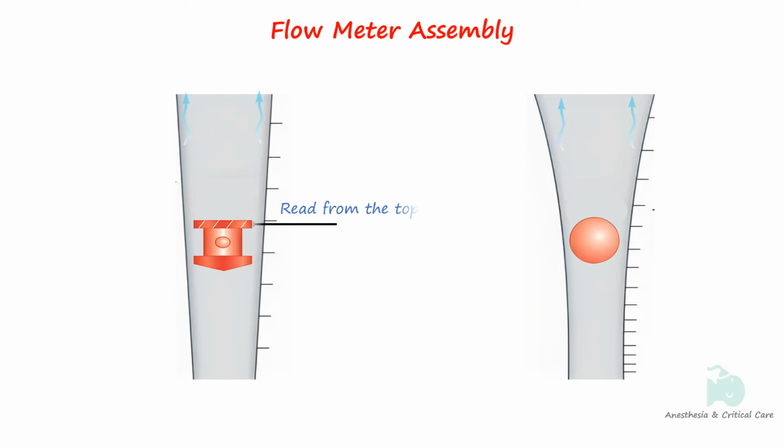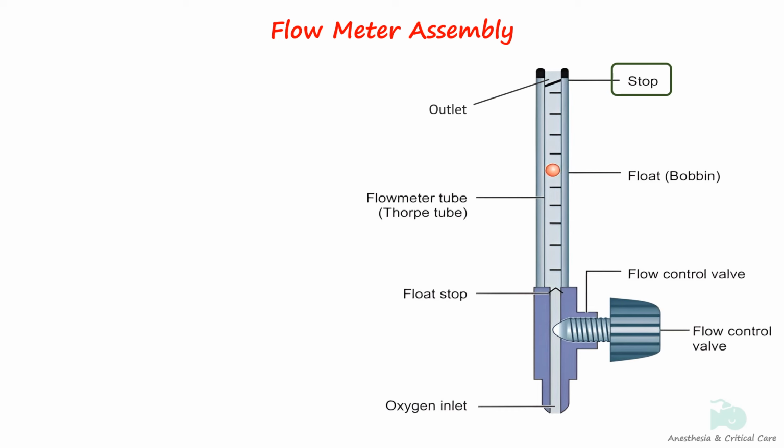Bobbin flow meters should be read from the top of the bobbin, while ball float types should be read from the middle of the ball. The stop, located on the top of the flow meter, prevents the indicator from plugging the outlet of the flow meter and rising to the point it cannot be seen. The other one, located on the bottom of the tube, prevents the indicator from falling into the inlet.